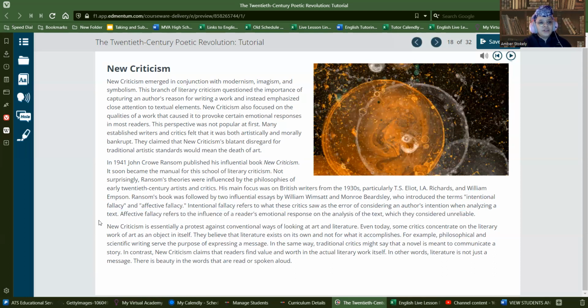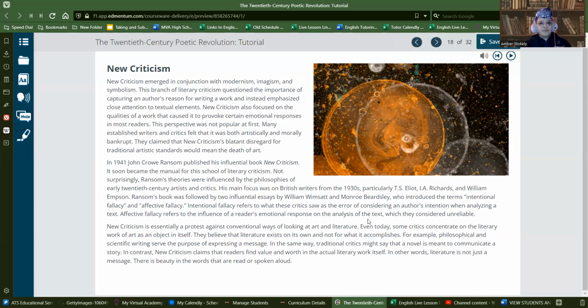So pretty much, new criticism is a protest against conventional ways at the time of looking at art and literature. And that's influenced even today. Some critics concentrate on the literary work as an object itself. So they pull away the author and just say, but what does the piece say? What does the piece do? And they think that literature exists on its own and not for what it accomplishes.